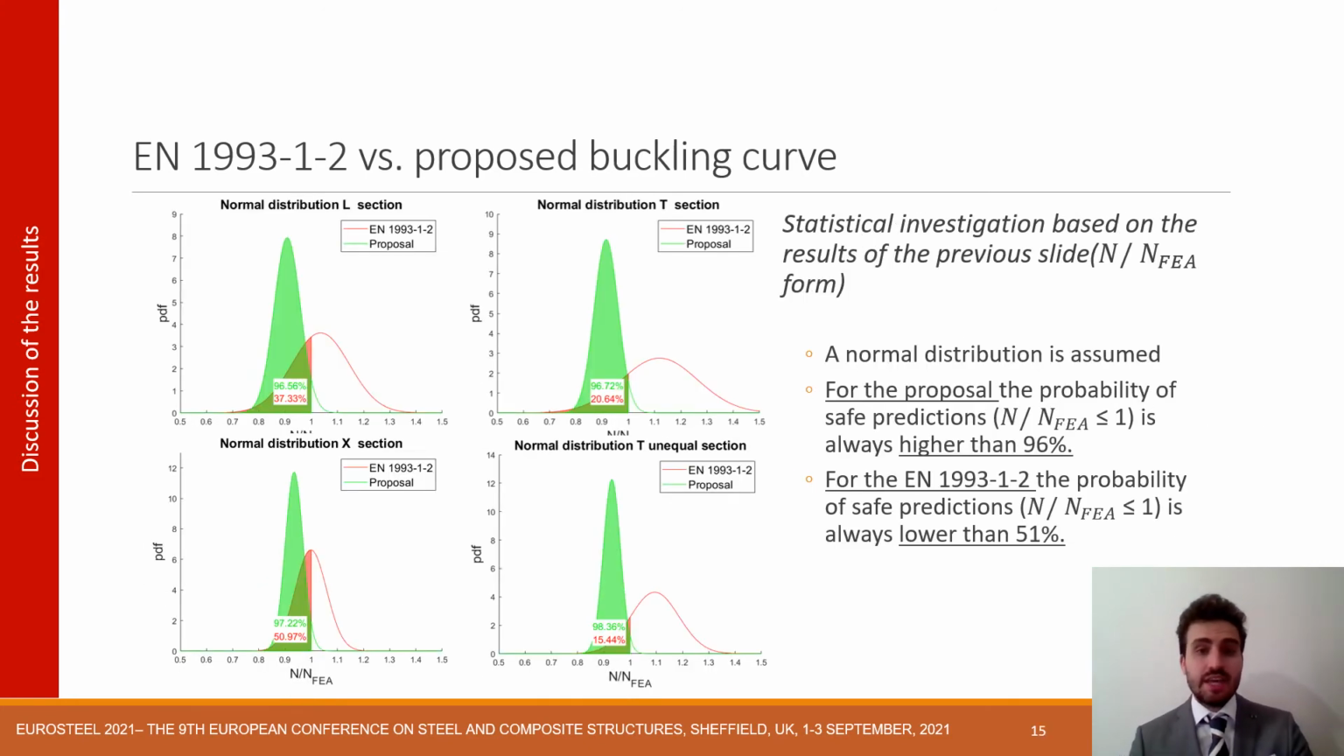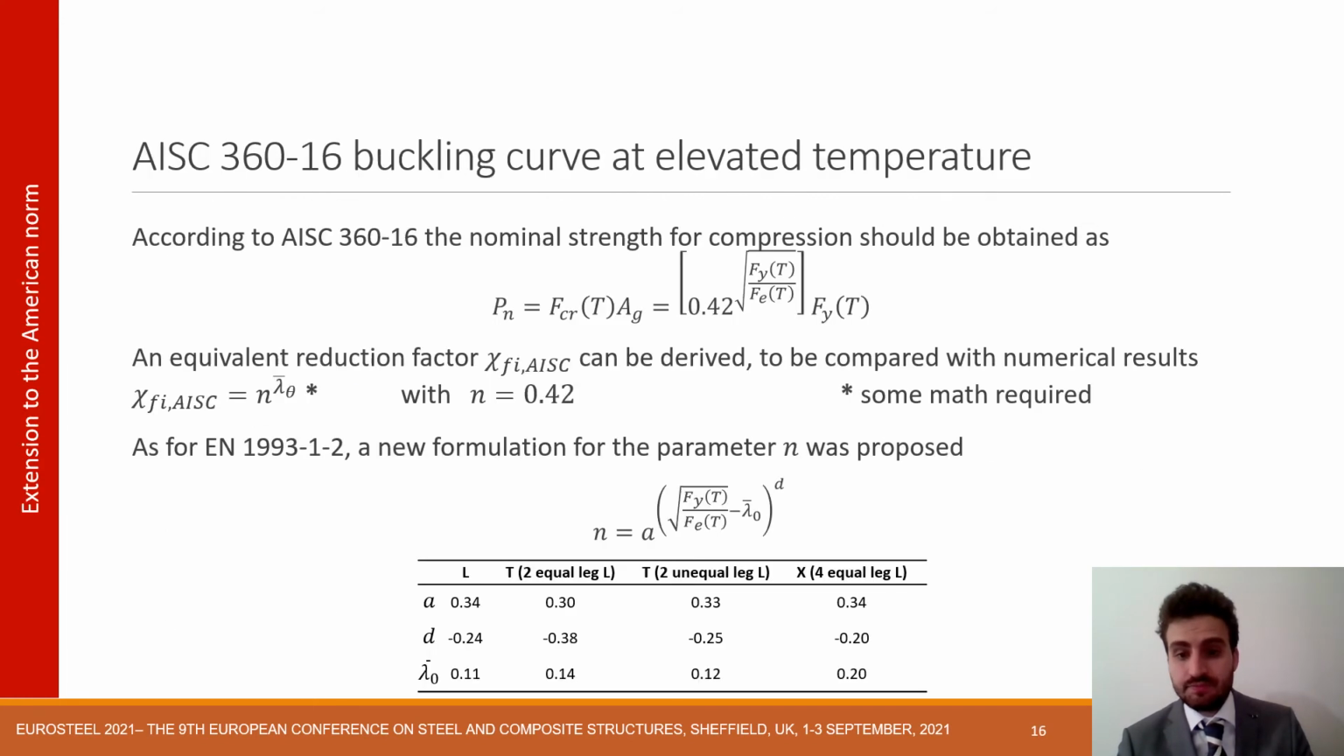A statistical investigation based on the results of the previous slide was performed as well. A normal distribution was assumed, and as you may see here, the statistical investigation shows that the probability of safe prediction is always higher than 96% for the proposal, while it is always less than 51% for the Eurocode.